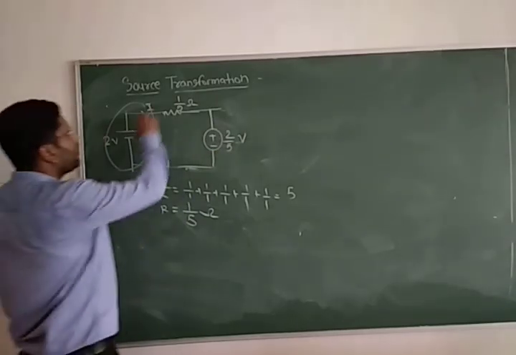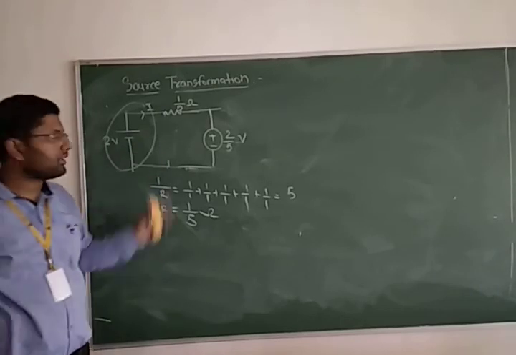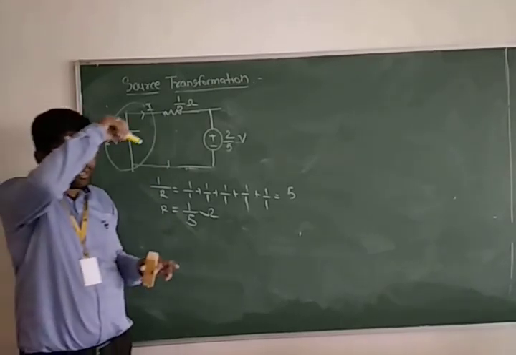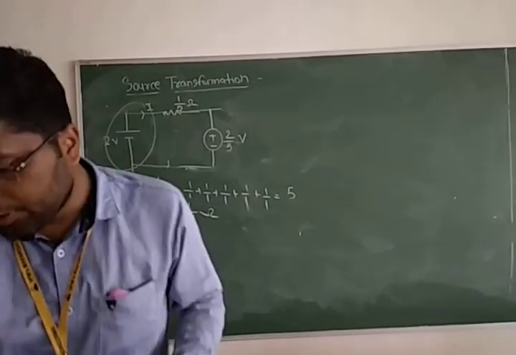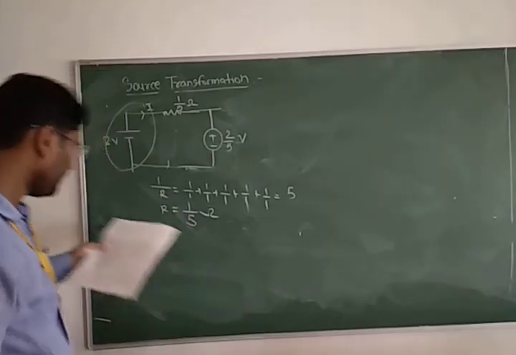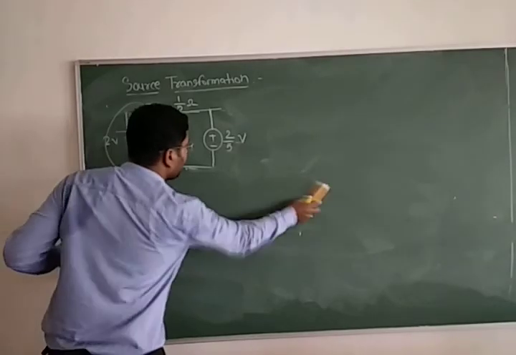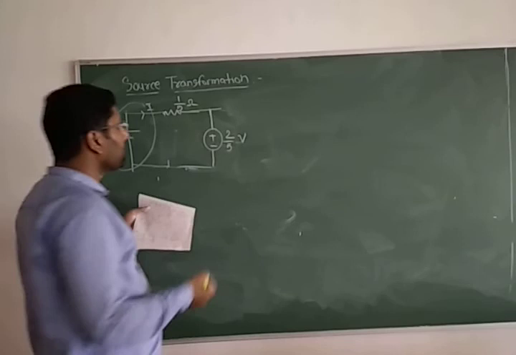And now apply KVL for this circuit, and you can easily find out the current I. So tell me what will be the current I. You can message me. I am giving one more example for homework. You just try.